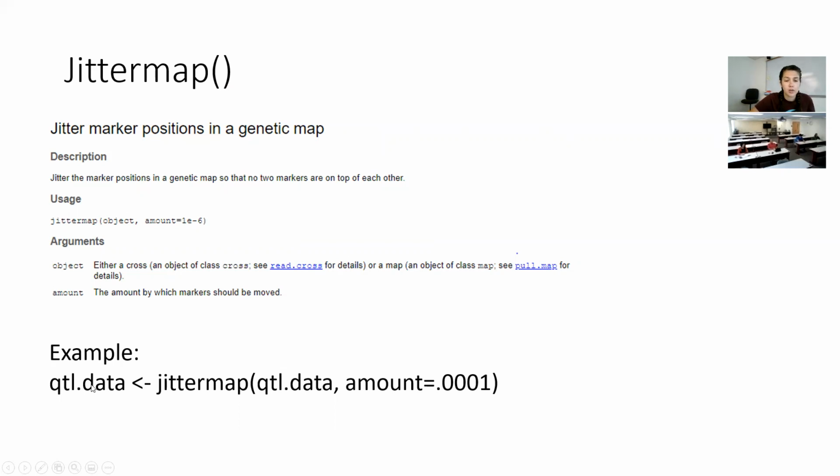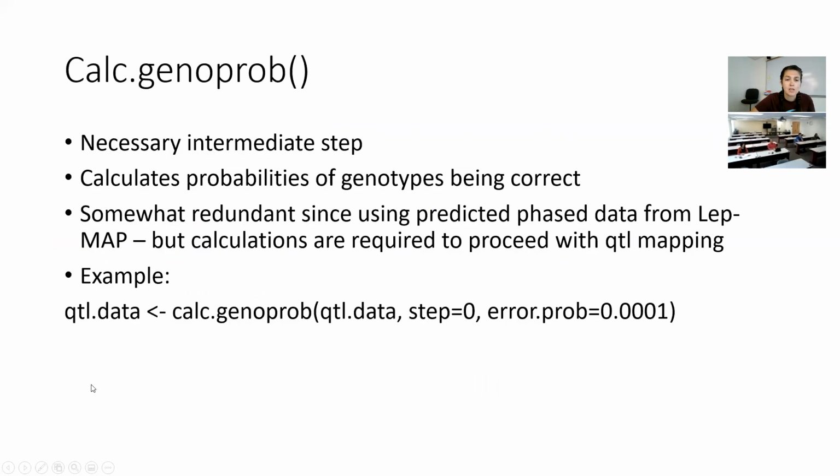Okay, so after using jitter map, we can go to calc.genoprob. This step has to be done prior to scanning for any QTLs because it does some intermediate calculations. Namely, it calculates the probabilities of the genotypes being correct, which, since our genotypes come out of LepMap, are already somewhat estimations. I say estimations in the sense that they might be slightly different from what we genotyped them as, but they're probably correcting for any genotyping errors, since they do come out as phased data from LepMap. So for our cases, calc.genoprob probably isn't doing too much work, but it's required to perform this before we move on to QTL mapping.